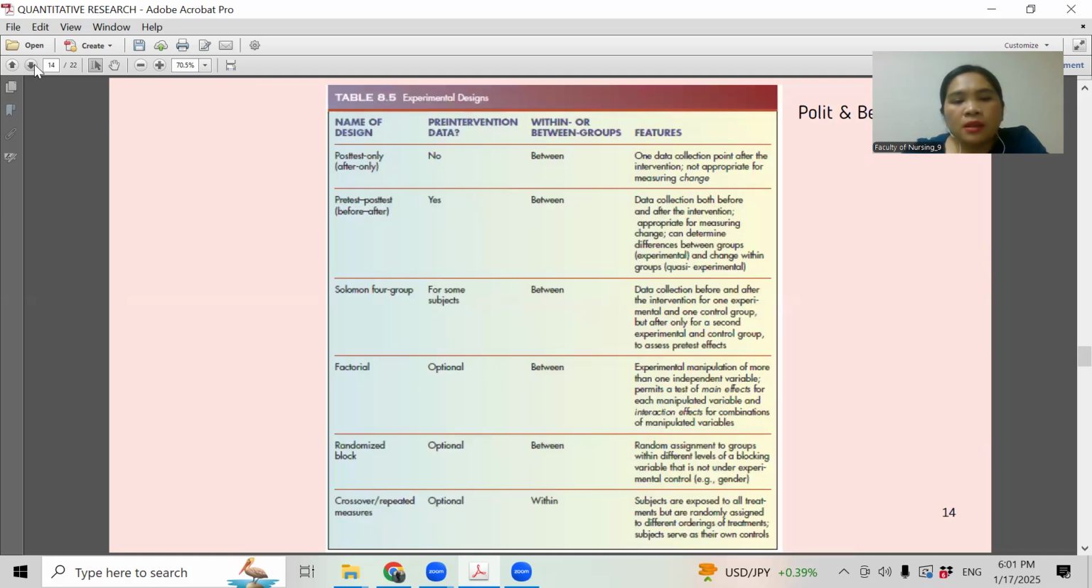So this is the type of intervention in experimental designs. We have post-test only, pre-test post-test, Solomon four-group, factorial, randomized, and crossover. Please read and understand this one. For example, for the crossover, the subjects are exposed to all treatments, but are randomly assigned to different orderings of treatments. So they have interventions. The intervention is crossover. Okay.